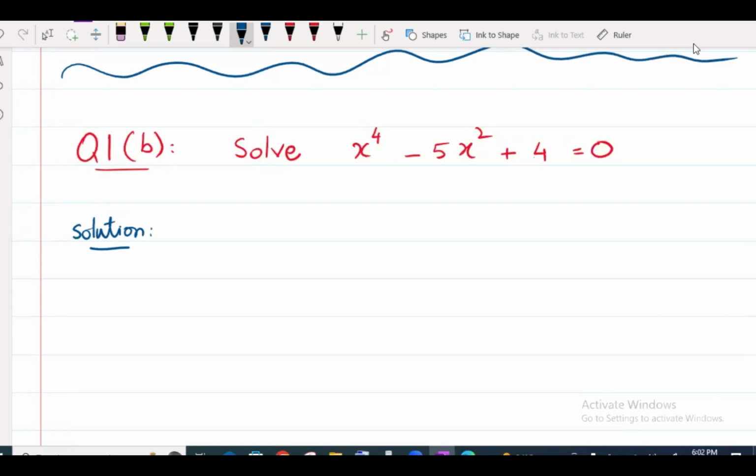Arya, solve x to the power 4 minus 5x squared plus 4. In this type of equation, what will you do? You have to assume the smaller power of x, that is x squared, as a new variable. Let us assume x squared equals u. Then squaring on both sides, we will get x to the power 4 equal to u squared.